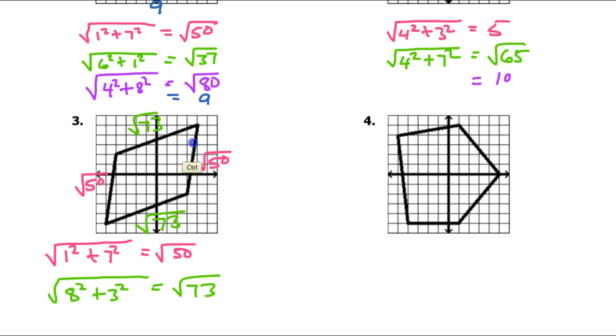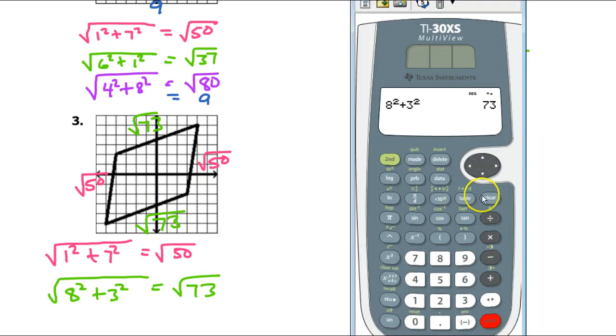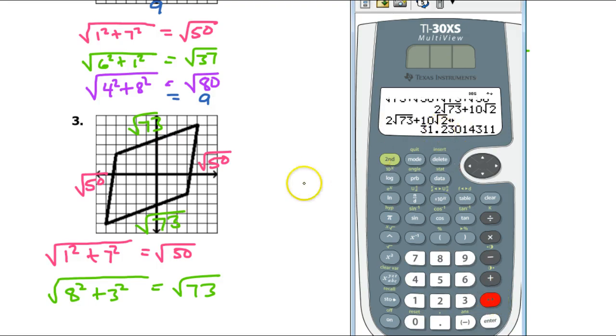Okay, so the perimeter, we just have to add all these up. So I'm going to do the square root of 73 plus the square root of 50 plus the square root of 73 plus the square root of 50. So that's 31.23.